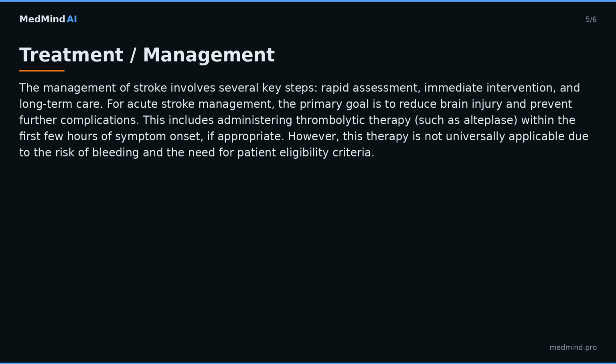Treatment and management. The management of stroke involves several key steps: rapid assessment, immediate intervention, and long-term care. For acute stroke management, the primary goal is to reduce brain injury and prevent further complications. This includes administering thrombolytic therapy, such as alteplase, within the first few hours of symptom onset, if appropriate. However, this therapy is not universally applicable due to the risk of bleeding and the need for patient eligibility criteria.